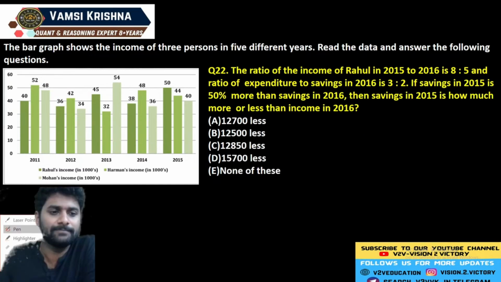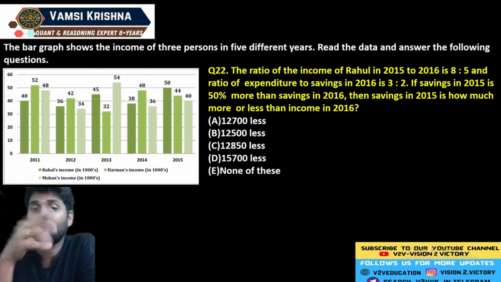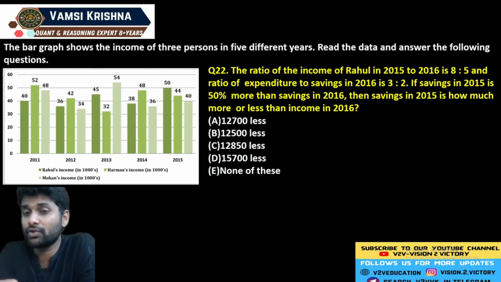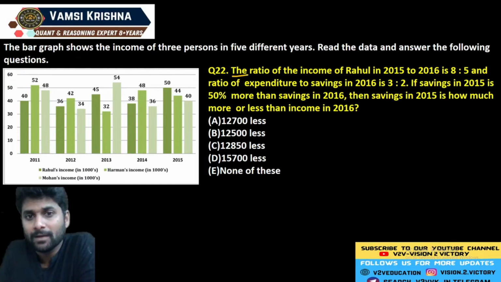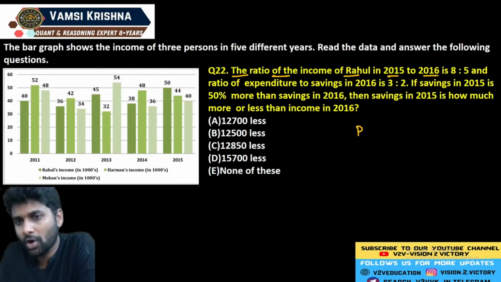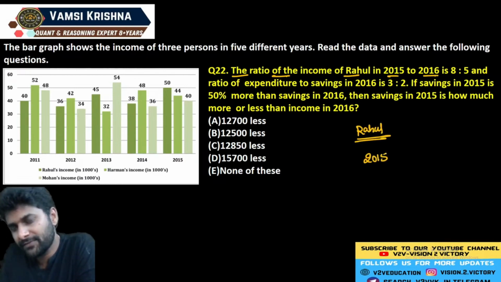Now, this question, try to understand. See, guys, if you are unable to understand this question, definitely you are wasting your time in this question. Try to read that information carefully. The ratio of income of Rahul in 2015 and 2016, it is in the ratio of 8:5.